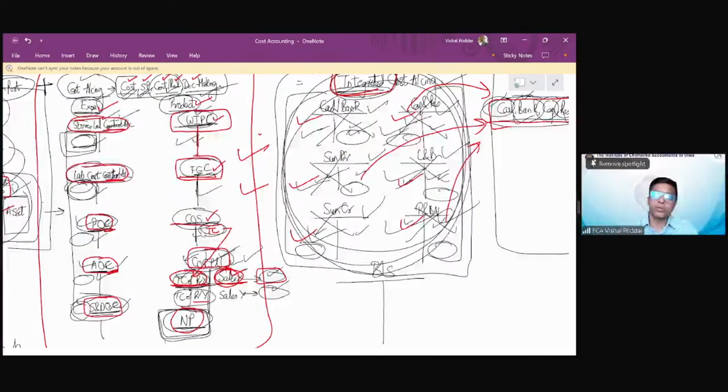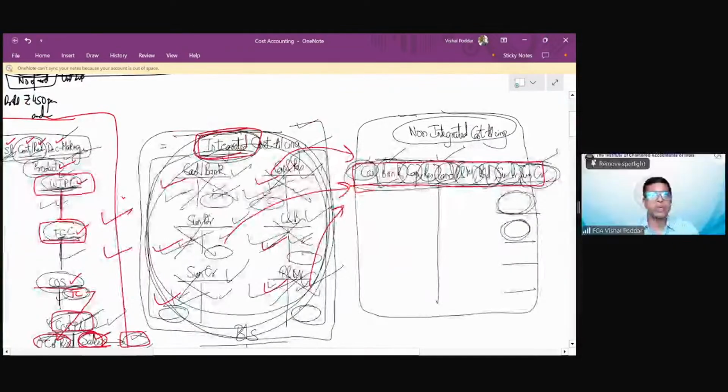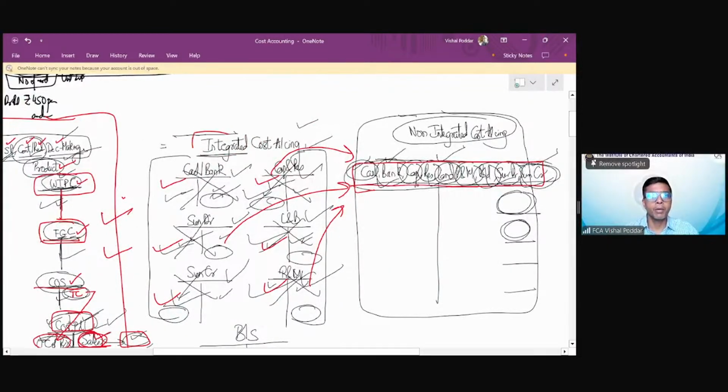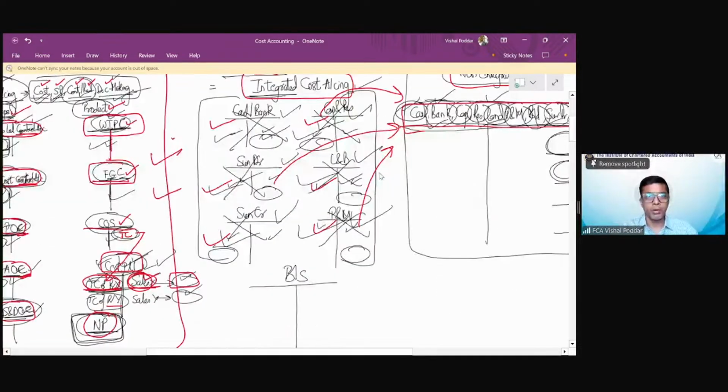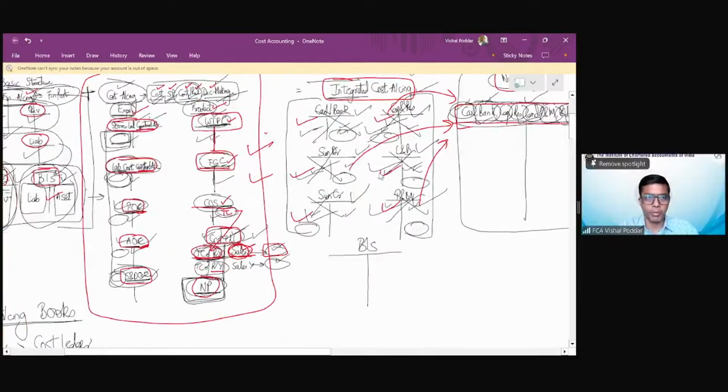Now, what are the approaches that we are going to follow? Since we already have to prepare financial accounts, financial books, the question is, can we merge both these books, financial and cost, or should we keep them separate? So that is where you have two approaches. If you are merging both these books, then the approach is called the integrated approach. If you are not merging both these books, the approach is called the non-integrated approach. Now, what will be the difference between both these approaches?